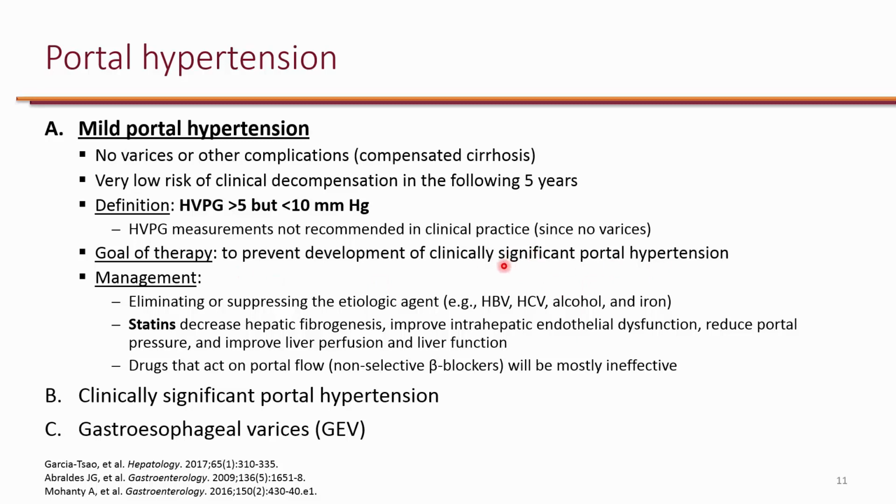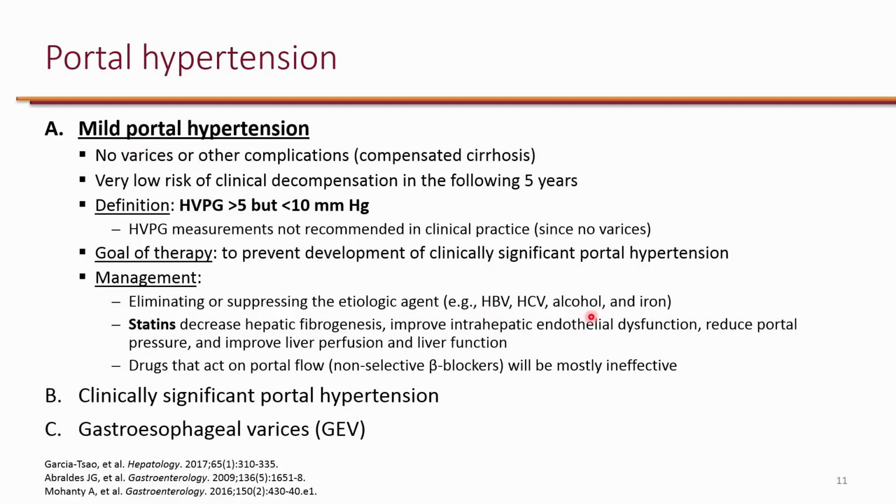So that would be if you have an HVPG greater than or equal to 10 millimeters of mercury, and that is our goal, to prevent that. So how do we do that? First and foremost is eliminating or suppressing the etiologic agent. For example, if someone has Hep B or Hep C, if you treat that, then you can potentially prevent progression from mild portal hypertension to clinically significant portal hypertension.